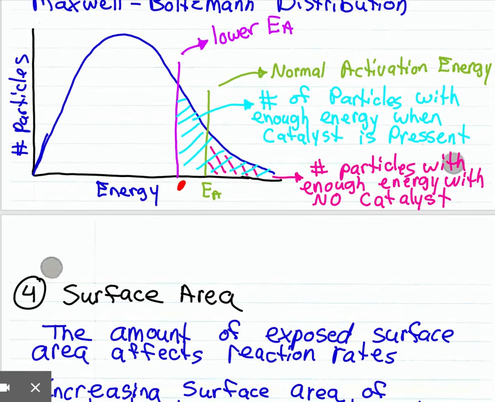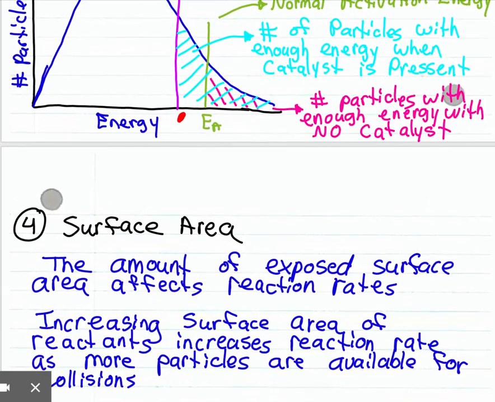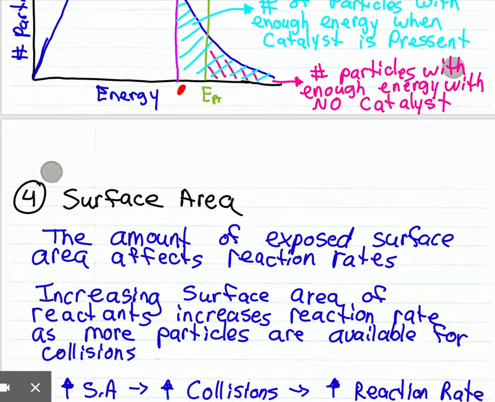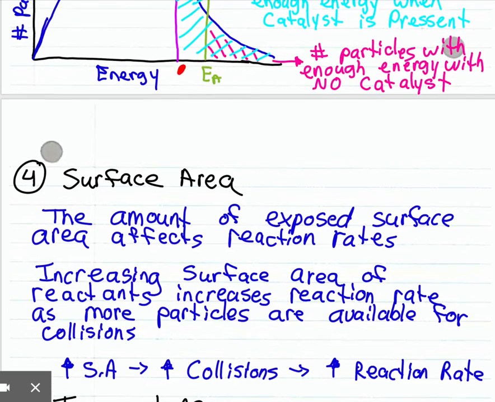Our fourth method is surface area. So the amount of exposed surface area affects a reaction rate. Increasing the surface area of reactants increases a reaction rate as more particles are available for a collision. And I'm going to demonstrate this to you in class tomorrow. So the higher the surface area, the more collisions can happen and the reaction rate will increase. So pause and copy that down.